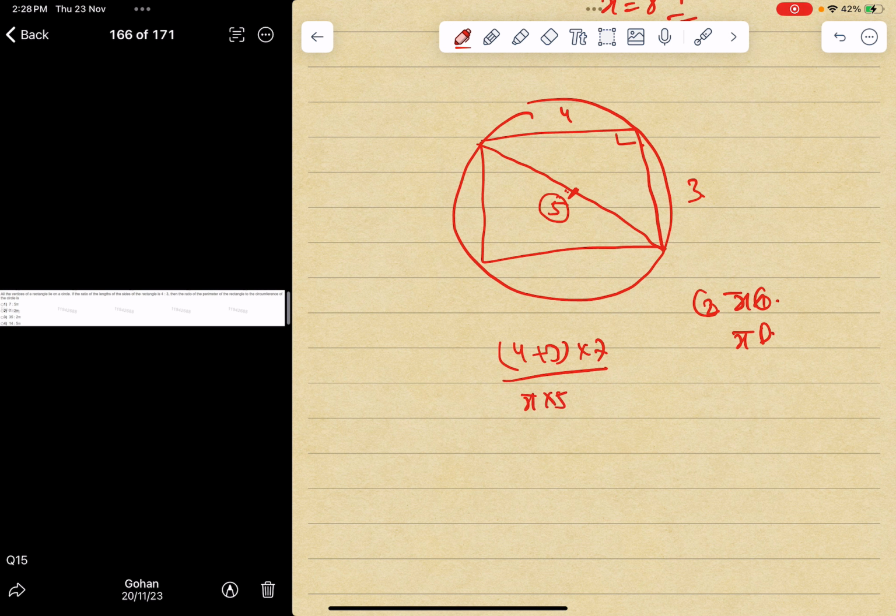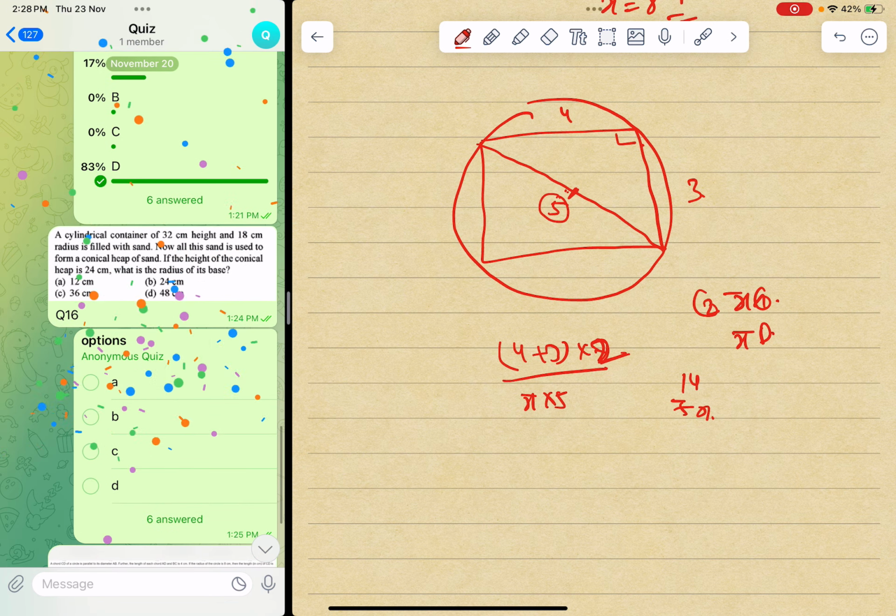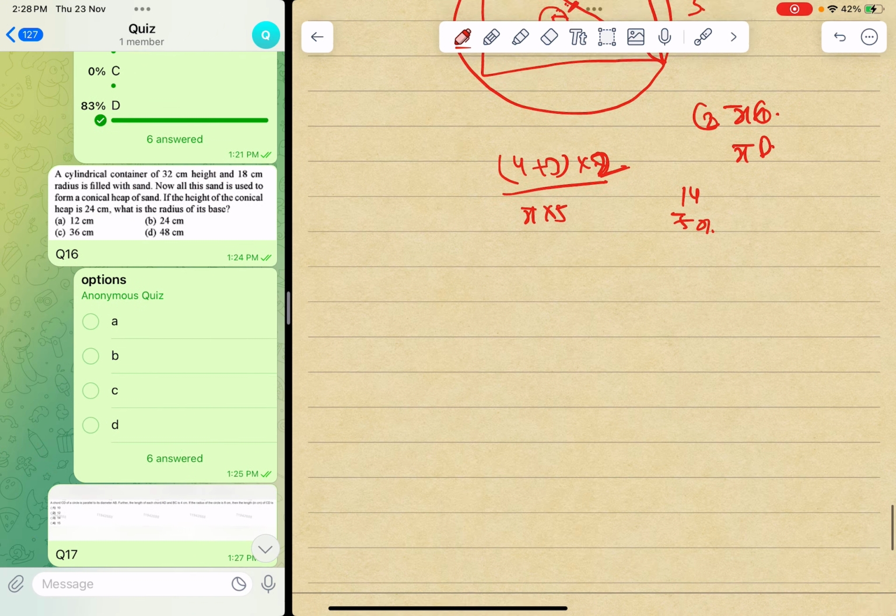So this looks like 2 times (L plus B), that is 14 by 5 pi. That looks like the answer. Fourth is the answer. Very easy. Still many were not able to do this.